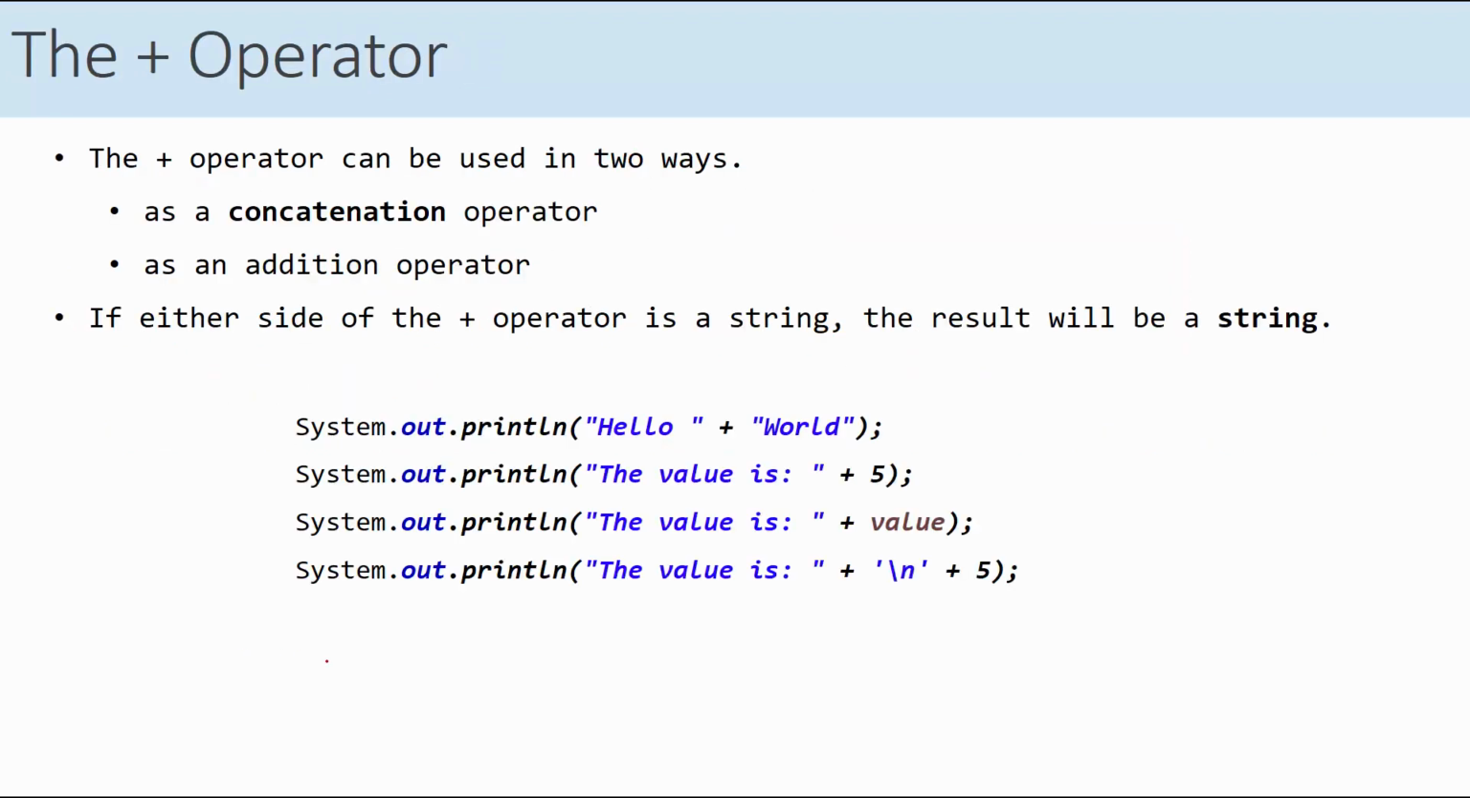The plus operator is widely used with strings. It is used primarily to concatenate or join two strings. If you try to output hello plus world, the output will be hello world. You can also concatenate a string literal with an integer variable or any other literal or a variable, or even an escape sequence like \n to get a new line. If either side of the plus operator is a string, the result will be a string.